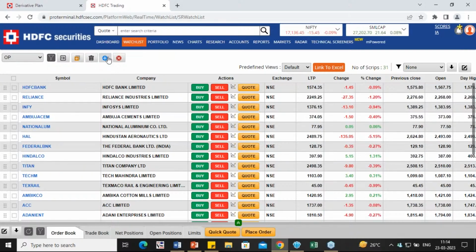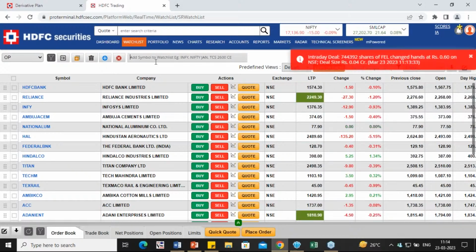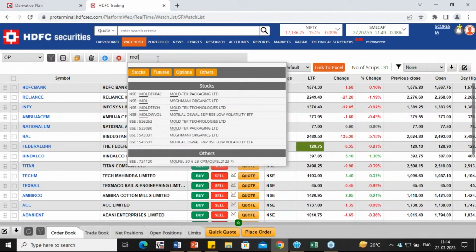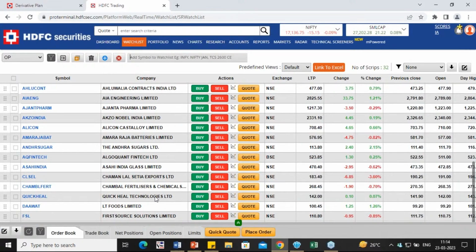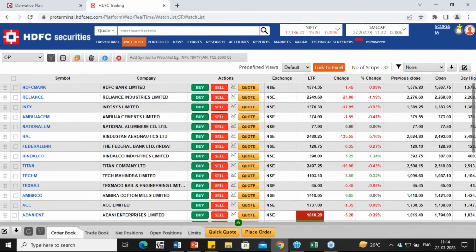Basically, we just add over here with the blue icon. For example, I'm just adding a stock called Moltec Packaging. I click on the stock and it will add. So I already added it over here. Okay, यहाँ पर आप सारे scripts add कर सकते हो. Apart from that, you can also do buy and sell.